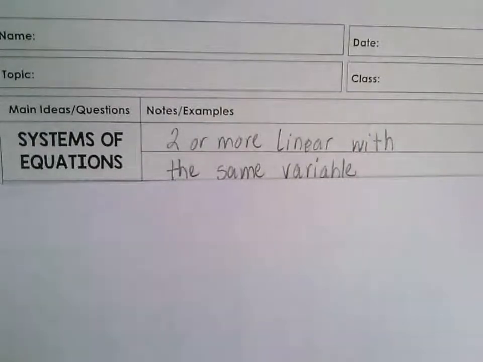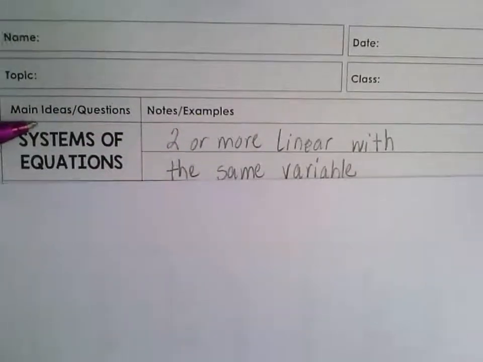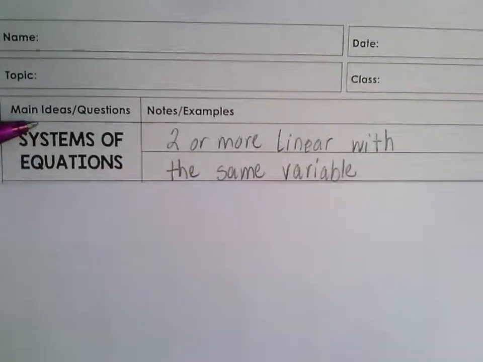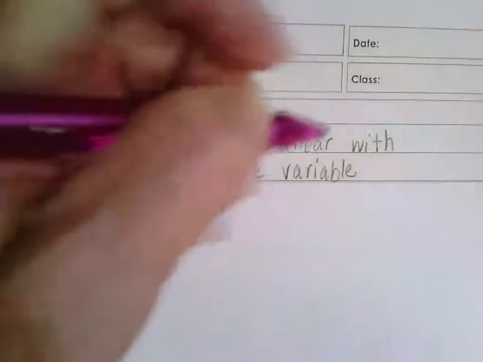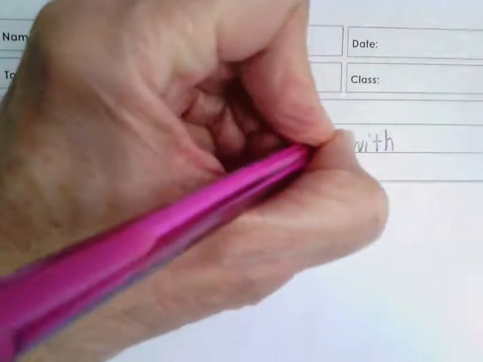So this is the document to help us organize important information regarding systems of equations. You can see that on the left-hand side, we have the main idea, and over here, notes or examples. So systems of equations are really where you have two or more linear equations with the same variables.